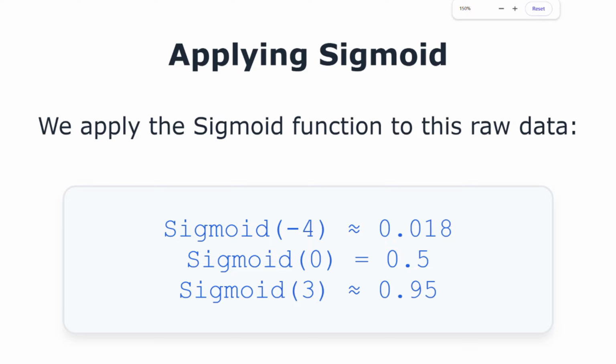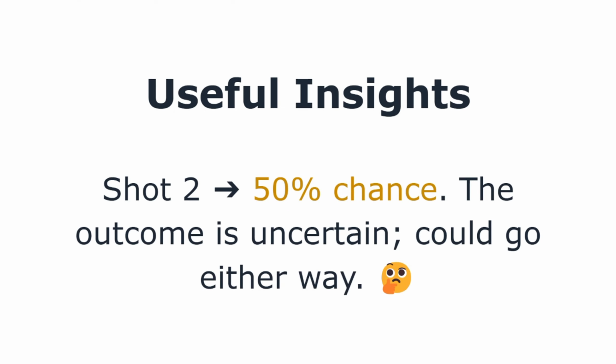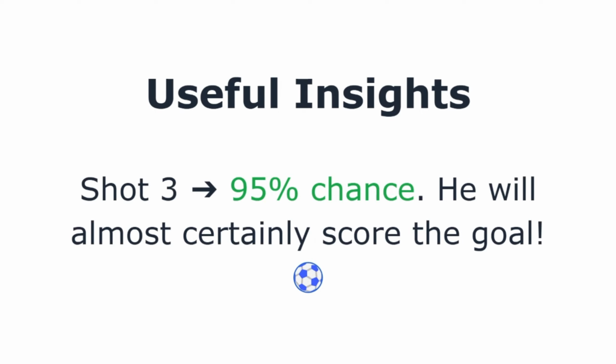Now it becomes useful. Shot 1 has only a 1.8% chance, so we can safely say that if the player opts for that shot, he will not be able to score the goal. Shot 2 has a 50% chance, so we can say that the outcome is uncertain and could go either way. Shot 3 has a 95% chance, so we can say that if the player takes that shot, he will almost certainly score the goal. But sigmoid also has a limitation.